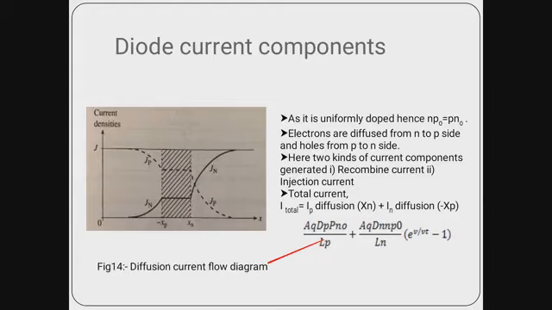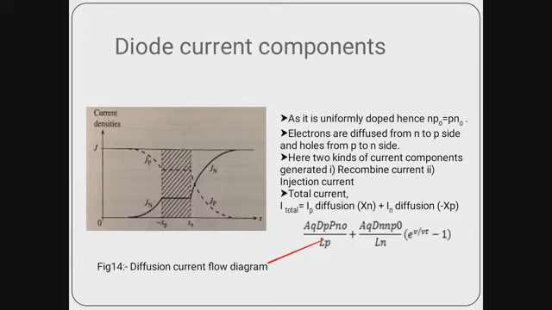Now, in this operation of minority carrier distributions, we are getting two current components. One is the recombined current, another one is the injected current. The first component is called the recombined current, and the second component is called the injected current, which is injected from N to P and P to N.